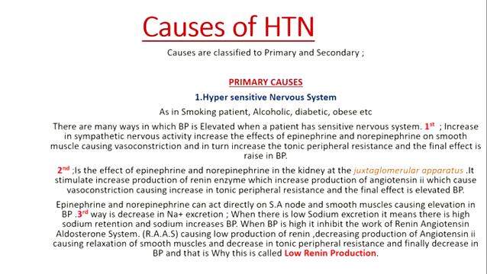And what does this affect? When there is low production of renin, it means there will be low production of angiotensin 2. And when there is low production of angiotensin 2, there is relaxation of smooth muscle, because angiotensin 2 is a smooth muscle contractor. So it will decrease the total peripheral resistance, and finally a decrease in BP, and this is why it is called low renin production.